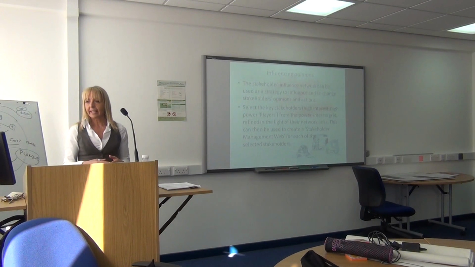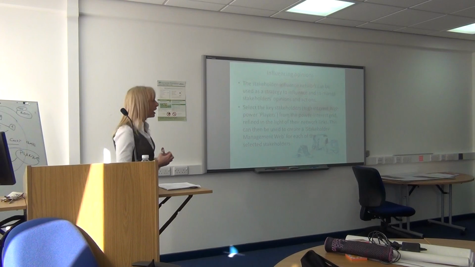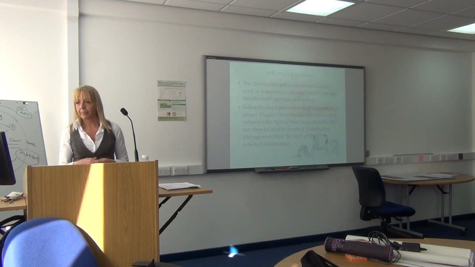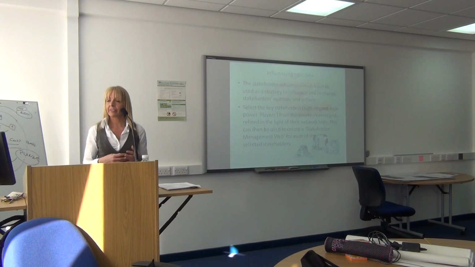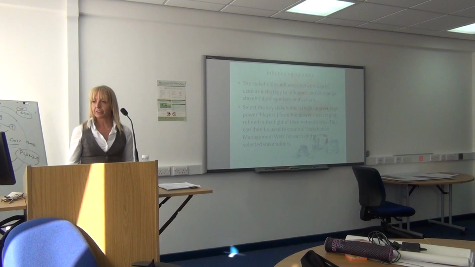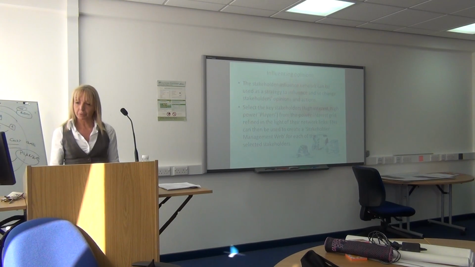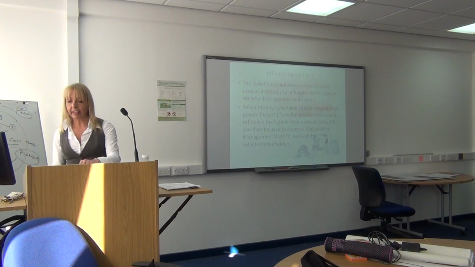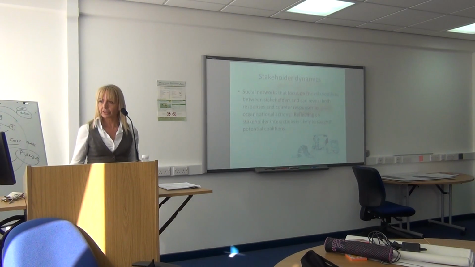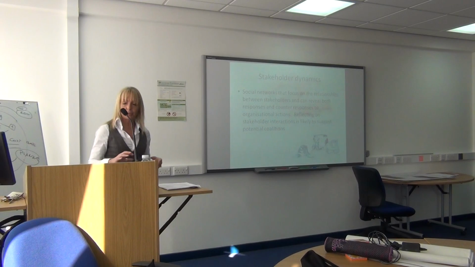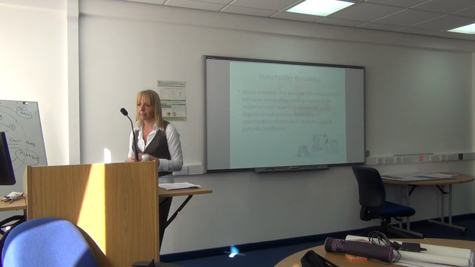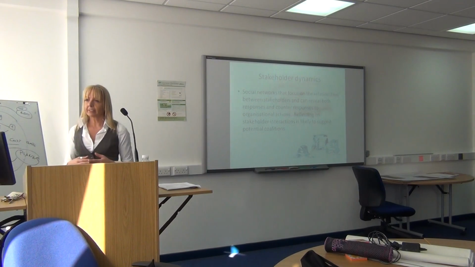So select the stakeholders that have high interest and high power from the power interest grid. They then refined it in light of their network links. This could be used to make a stakeholder management web, which we're going to look at now, for each of the selected stakeholders. I'll just go through a couple of slides before I go into how that stakeholder web has developed.